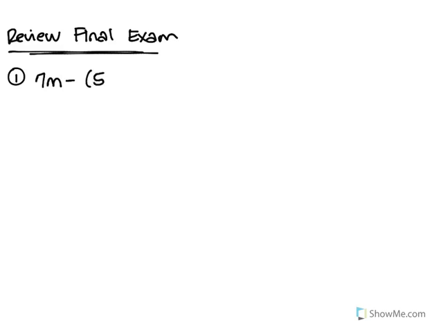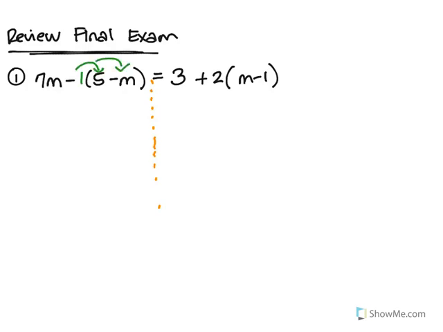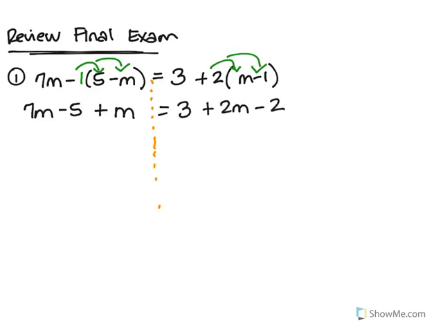7m minus 5 minus m in parentheses equals 3 plus 2, open parentheses, m minus 1. So this is a basic equation. So we're going to do distributive property, that -1 and that +2. So that's going to give us 7m minus 5 plus m equals 3 plus 2m minus 2.